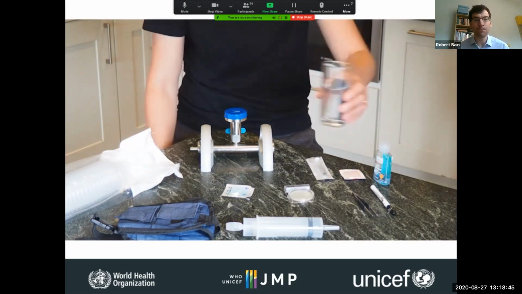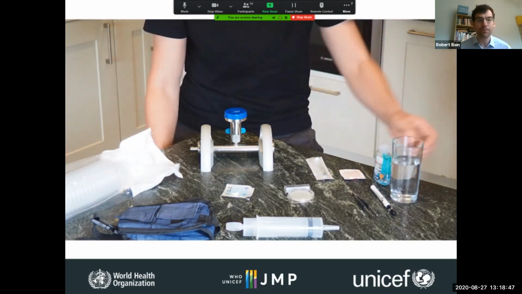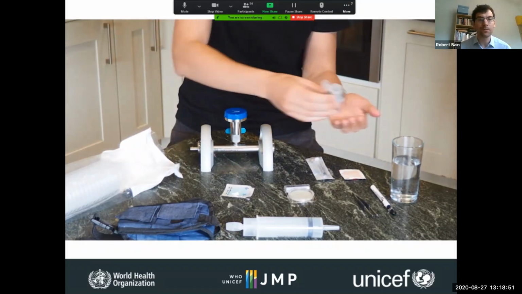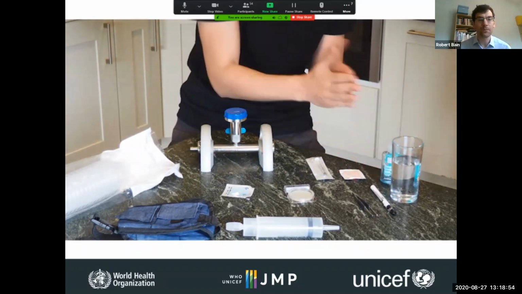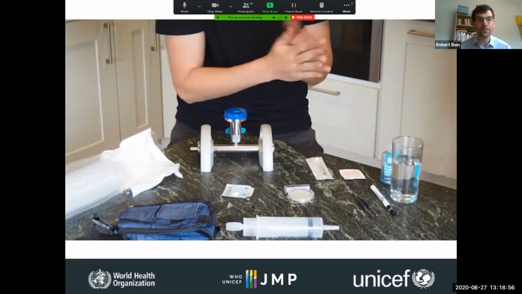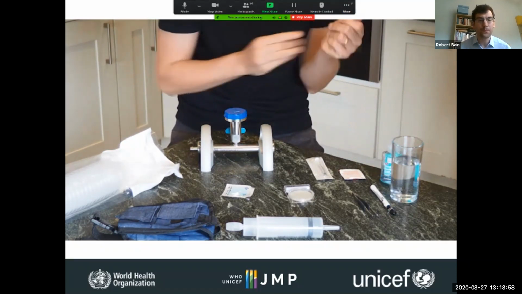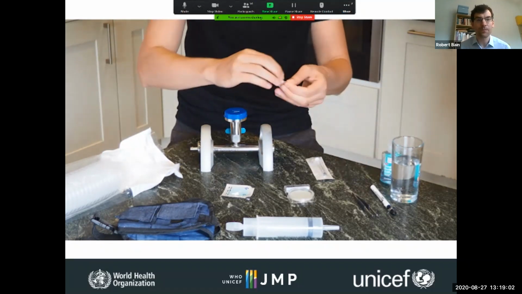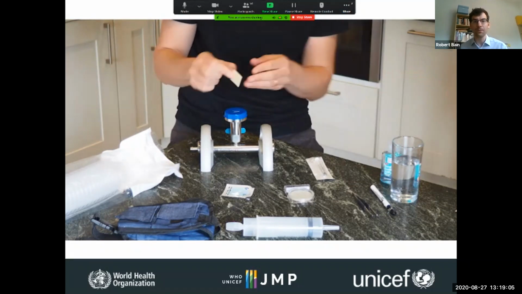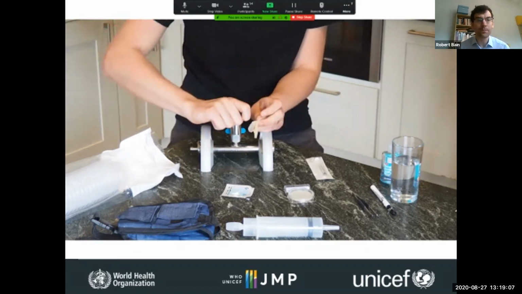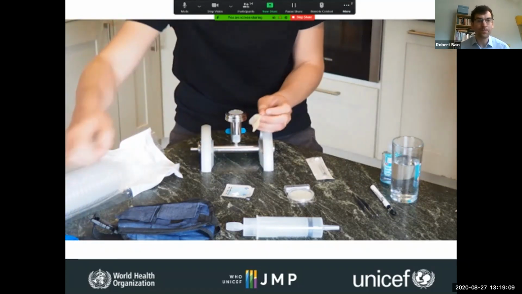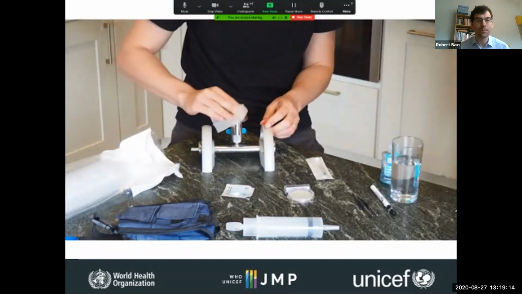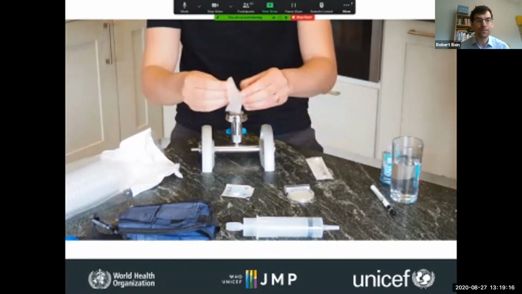I've got a glass of water here, which I can use for the test. First off, we need to sanitize your hands to ensure that you don't inadvertently contaminate the sample. Next, using an alcohol wipe, we can sterilize the top of the manifold and the forceps.